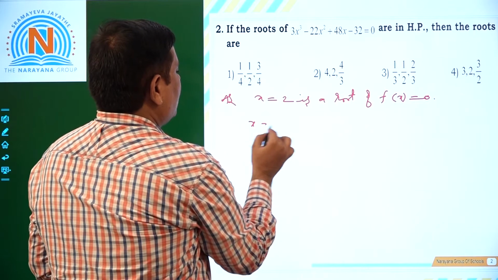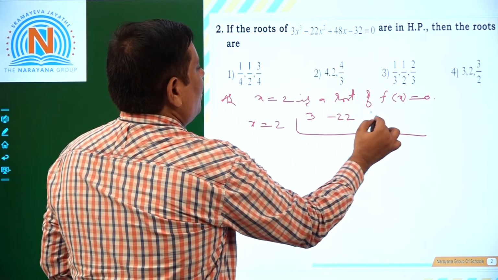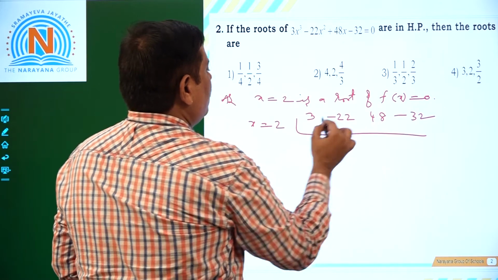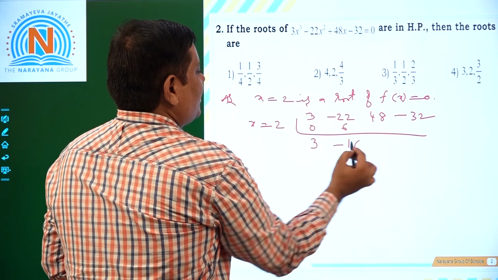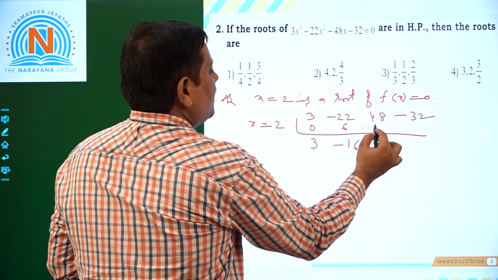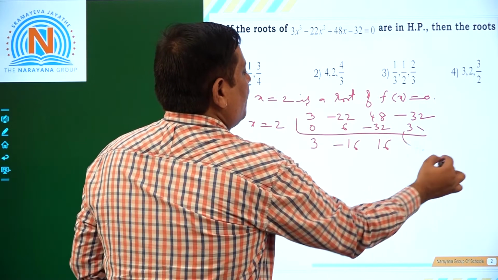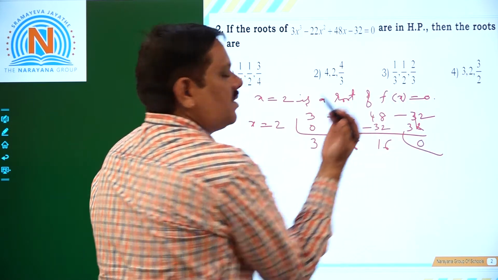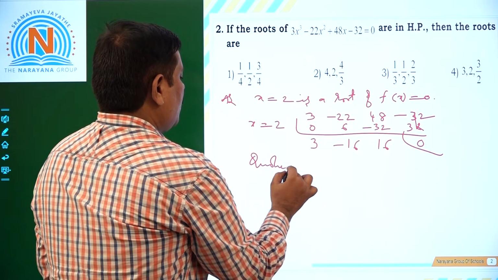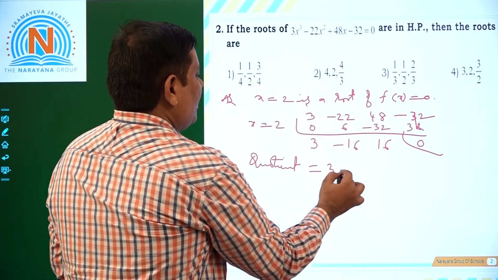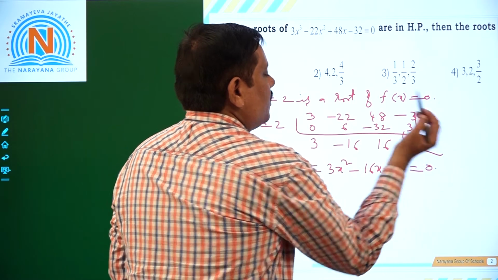Let us use Horner's synthetic division here. So 3, minus 22, 48, minus 32. 0 to take. 3 plus 0, that is 3. 2 3s are 6, minus 16. 2 into minus 16 is minus 32, this is 16 again, 2 16s are 32. If we add up these two, we are going to have the result as 0, fine. Now what is the quotient? Quotient is equal to 3x square minus 16x plus 16, that is of course 0.